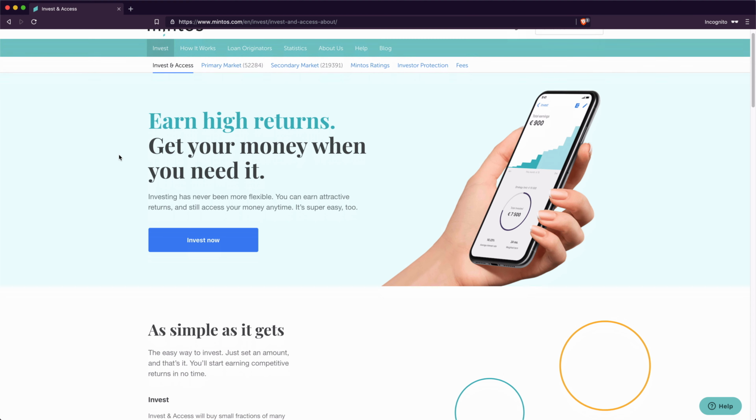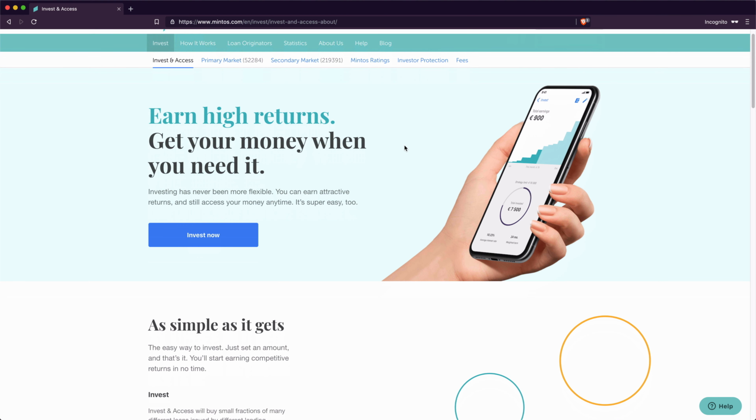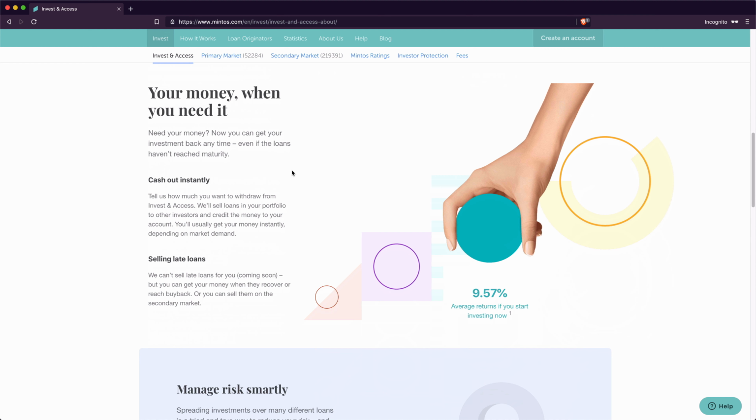Mintos launched Invest and Access in June 2019 to make it easier for investors to spread their investment over the entire marketplace without needing to spend too much time on the auto-invest settings. At the same time, they wanted to make it easier for investors to access their money before the end of the long term.